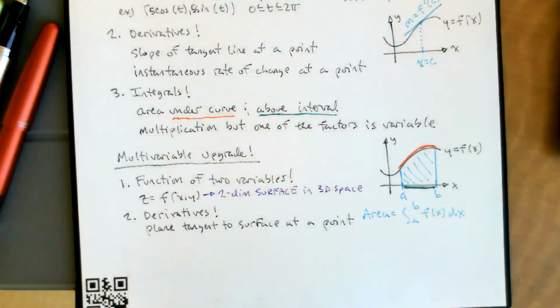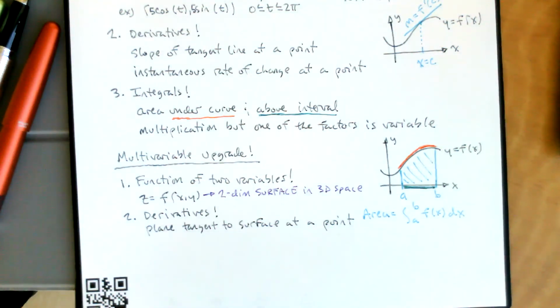In terms of integrals, we're going to imagine this surface sitting above the xy plane. And so instead of area under a curve, where we had a function of one variable, now that we have a function of two variables describing some surface, we're going to pretty much just upgrade everything by one dimension. We're going to be calculating the volume under the surface and above a region in the xy plane.